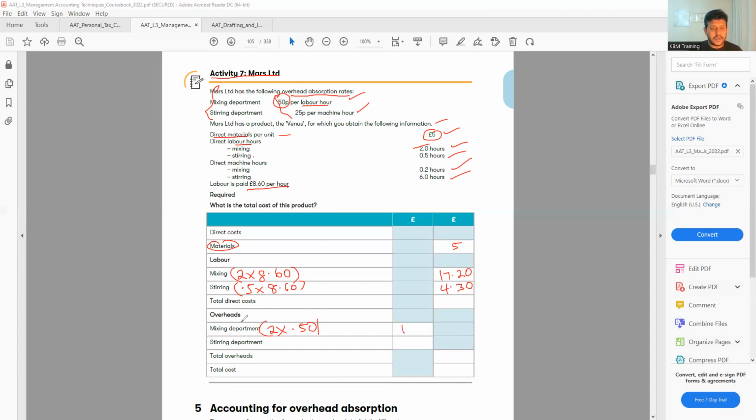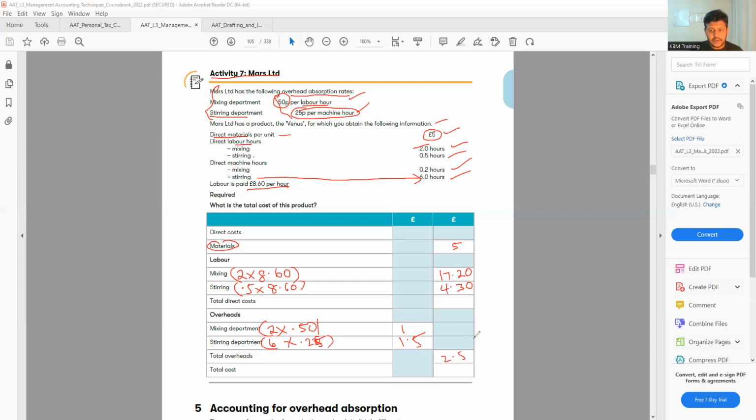For the string department overhead, they say 25 pence per machine hour. So how many machine hours do we need? For the string department, we need 6 machine hours. So we said 6 times 25 pence per machine hour. How much is it? 6 times 25 pence will be 1.5. So 1 plus 1.5 will be 2.5.